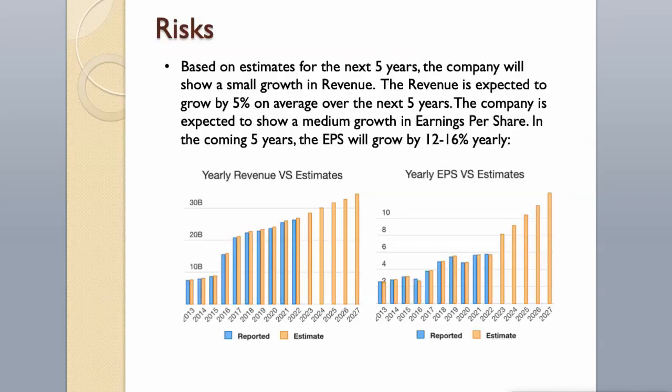Based on estimates for the next 5 years, the company will show a small growth in revenue. The revenue is expected to grow by 5% on average over the next 5 years. The company is expected to show a medium growth in earnings per share. In the coming 5 years, the EPS will grow by 12 to 16% yearly.